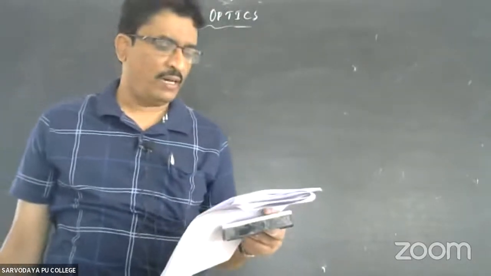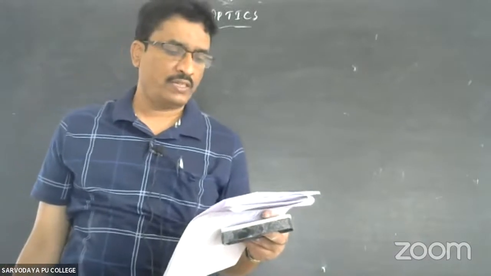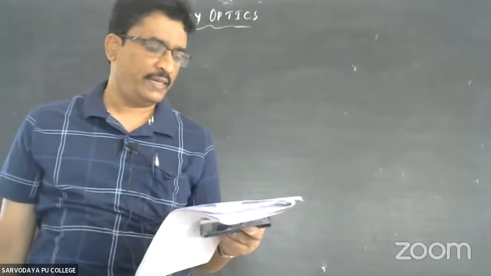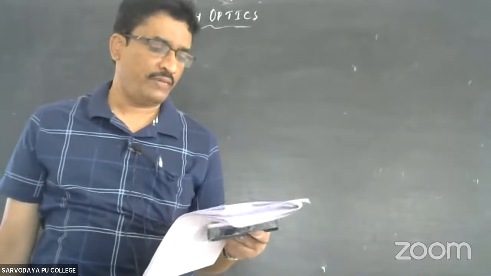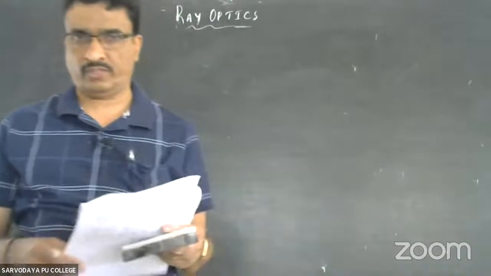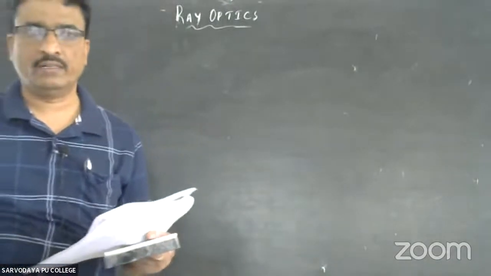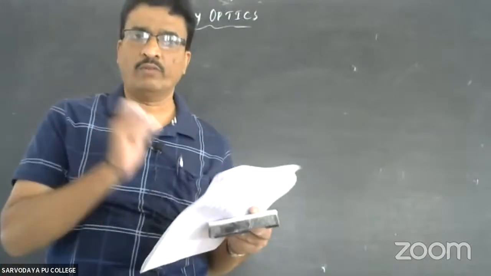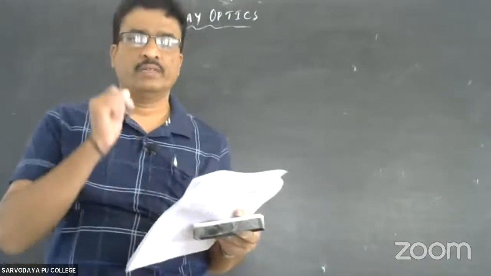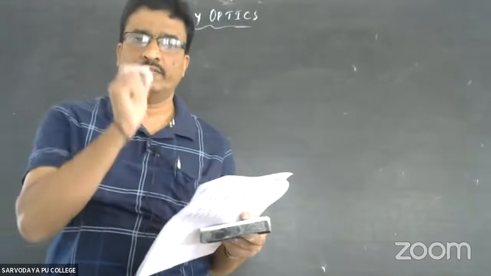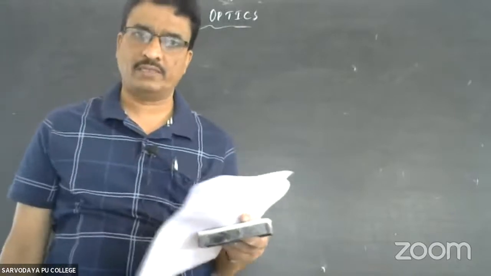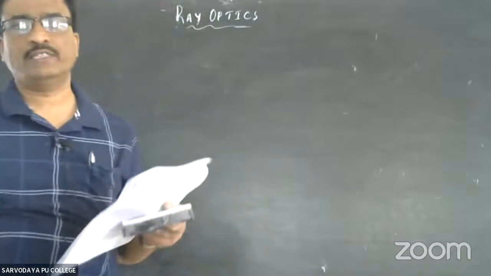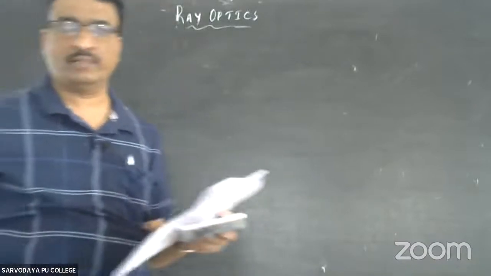The image of a small electric bulb fixed on the wall of a room is to be obtained on the opposite wall 3 meters away by means of a large convex lens. It means 3 meters is basically the distance between the two walls. On the first wall, a small electric bulb has been fixed. We have to get the image of it on the opposite wall, which is at a distance of 3 meters.